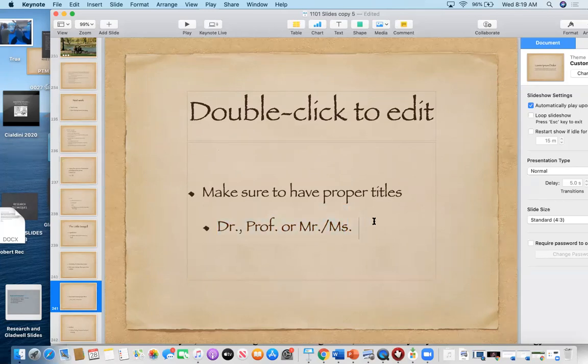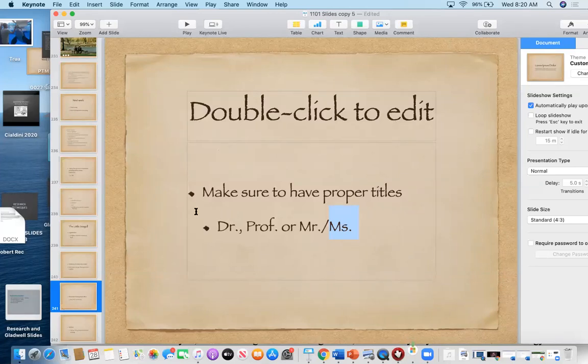With Ms., even if you know that the person is married, even if she is a Mrs., you always want to address them as Ms. Because a lot of times, and by the way, don't use Miss, M-I-S-S. You always want to address them as Ms. Because that's the formality. That's what you want to use, okay?